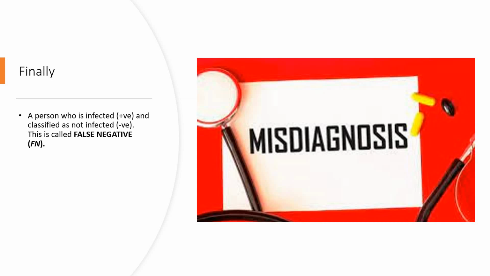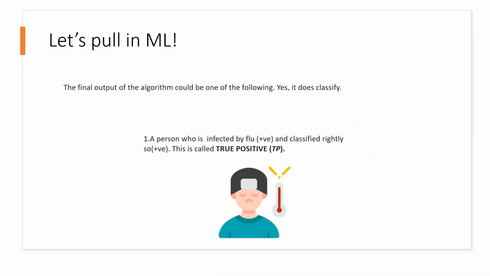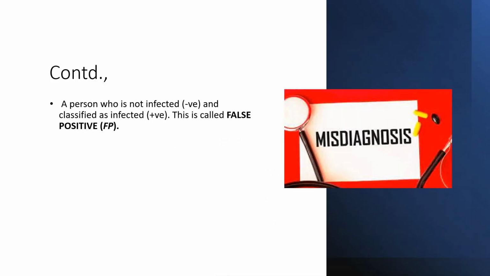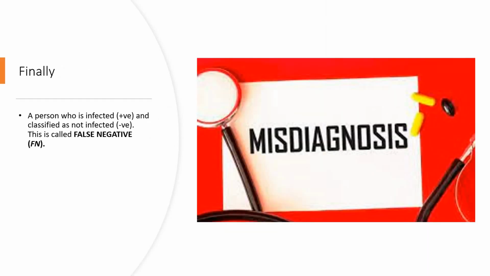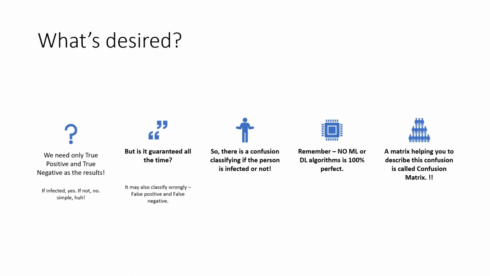And finally, a person who is infected and classified as not infected. A person is infected already, but he is identified as not infected. Hence, this is called false negative. So, we have got four very important terms. First one is true positive, second is true negative, third is false negative, and fourth is false positive. So, four terms we have identified.